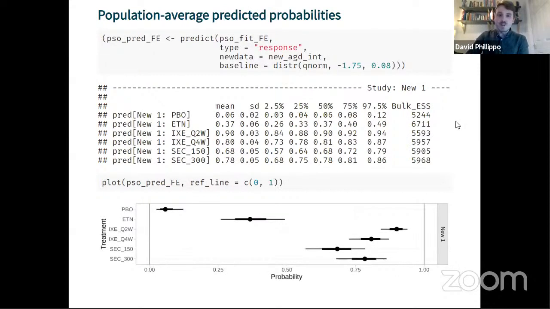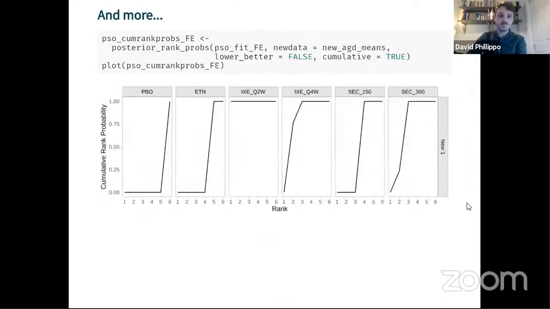Very similarly for population average predictive probabilities, using the predict method now. And the only difference here is that I'm specifying a distribution for the baseline probit probability of response. And then once again, we can plot this using the plot method.